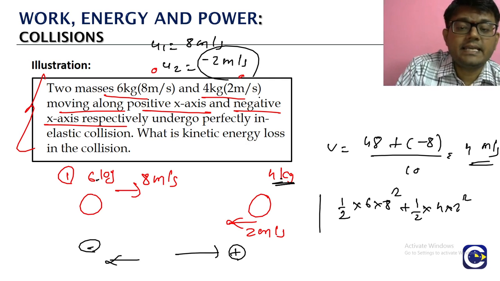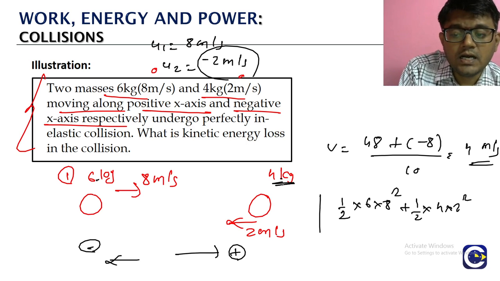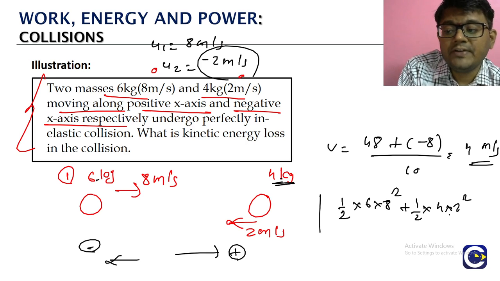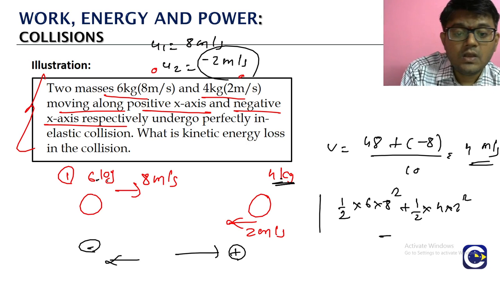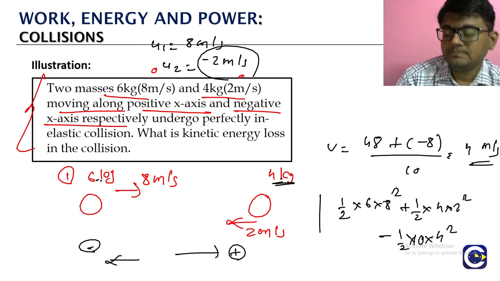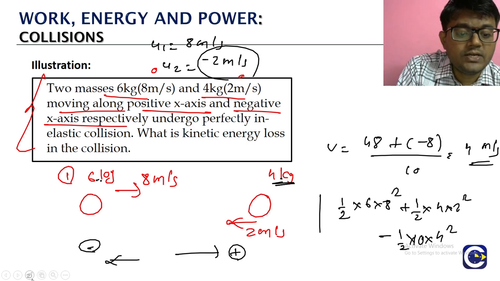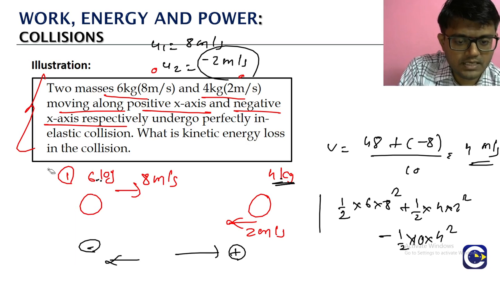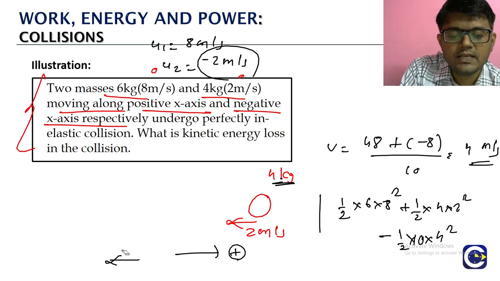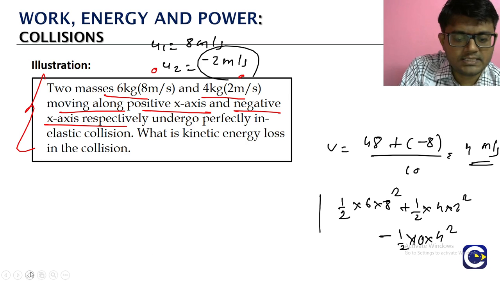So the initial kinetic energy is half into 6 into 8 square, plus the kinetic energy of the 4 kg mass, half into 4 into 2 square. From that we have to subtract the final kinetic energy. Finally both of them, 6 plus 4, is like a 10 kg mass moving with 4 meter per second velocity. So half into 10 into 4 square. From here we will be able to see what the loss in kinetic energy is.